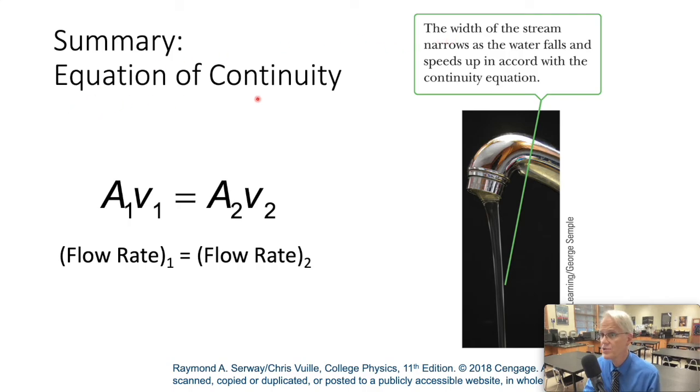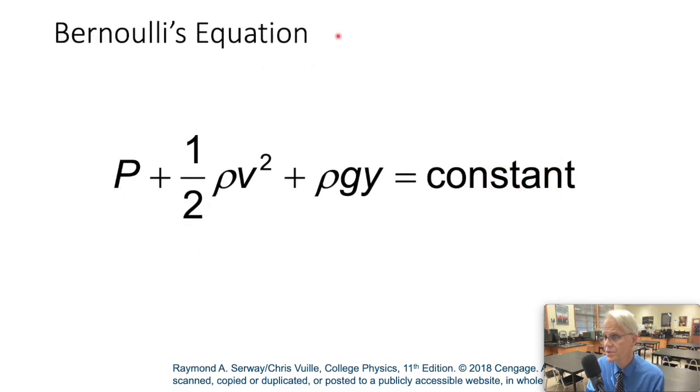First, we have the equation of continuity. Area times the velocity of a fluid in a tube is constant. It's the flow rate. It remains constant. Then we have Bernoulli's equation, which tells us the pressure added to the kinetic energy and to the potential energy of that fluid. That's a constant throughout that fluid.